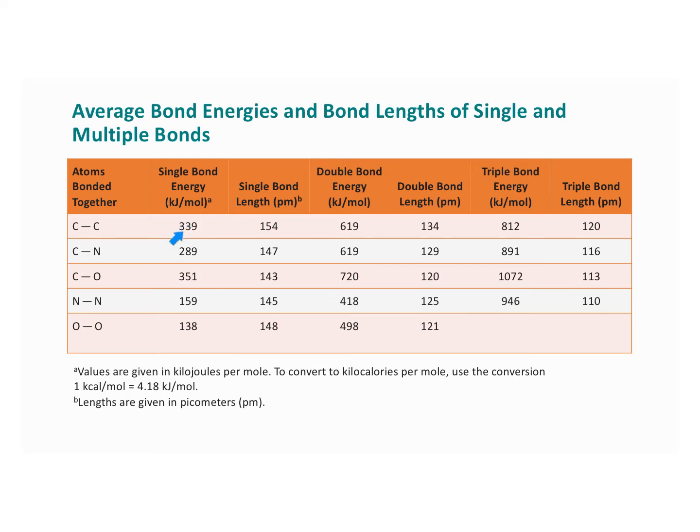A carbon-carbon single bond is 339 with a length of 154. For the double bond, we've increased the energy to 619, but decreased the length to 134. And for a triple bond, again, we've increased the energy to 812, and the length is decreased to 120. We can see this same trend as we go from carbon-carbon to carbon-nitrogen, carbon-oxygen, nitrogen, and oxygen bonds. So this is a trend that we see through all of our bonds.